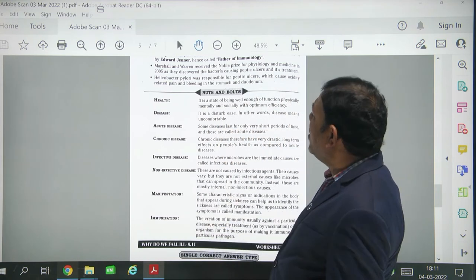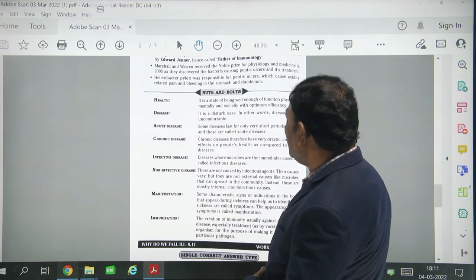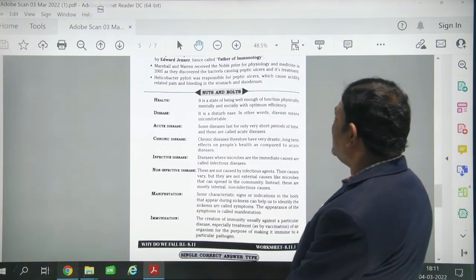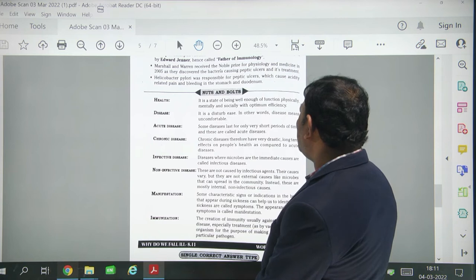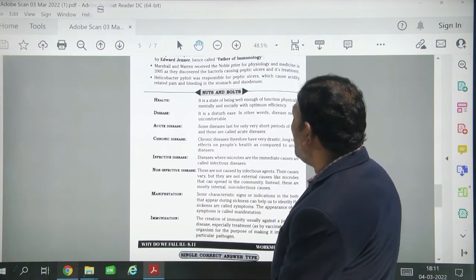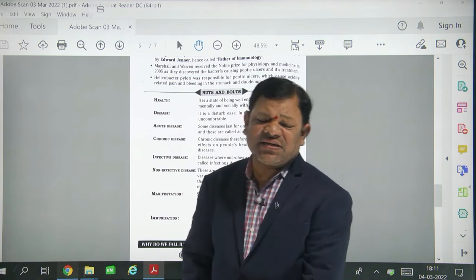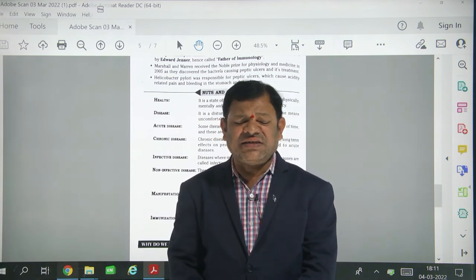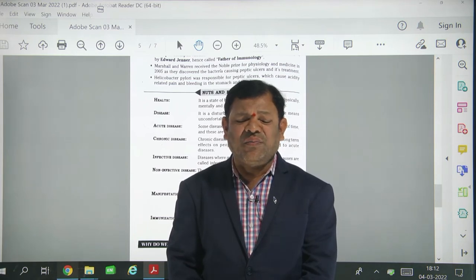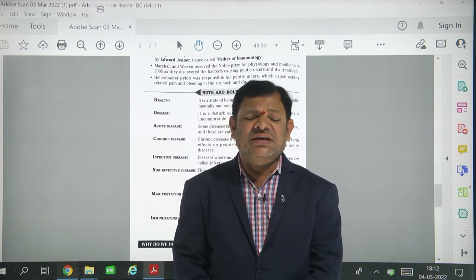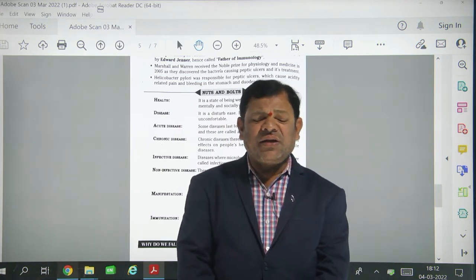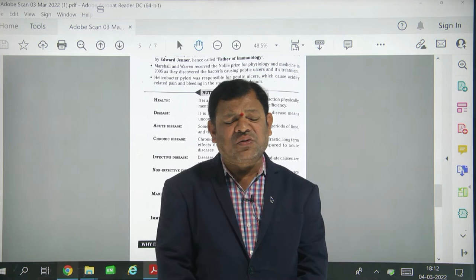Next, acute diseases and chronic diseases. Acute diseases and chronic diseases mean some diseases last for only a very short period of time. So actually the classification of diseases is according to how much time they stay. Based on that, there are two types of diseases: one is acute diseases and another one is chronic diseases.